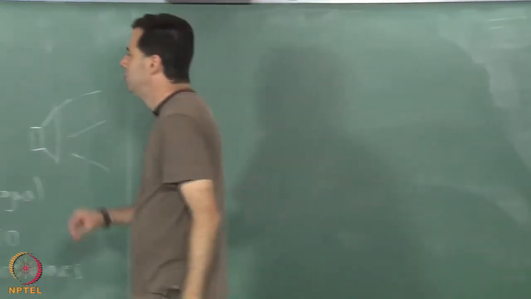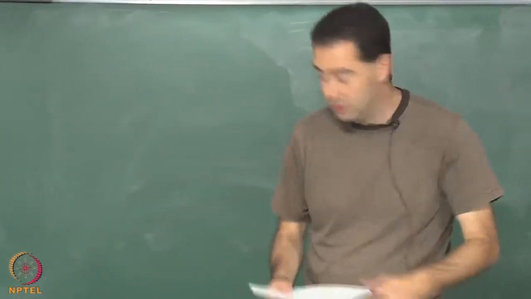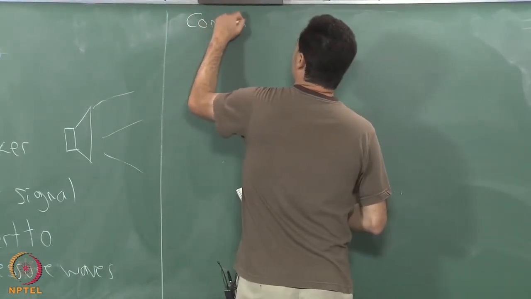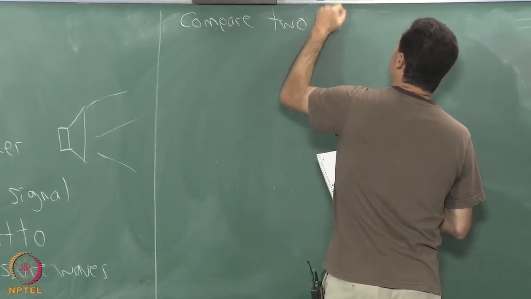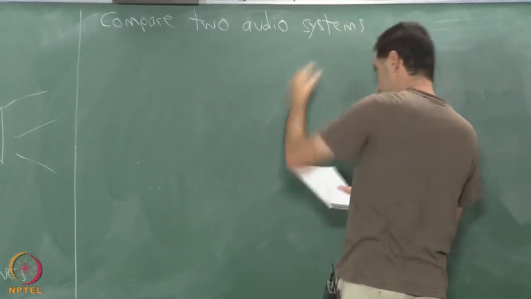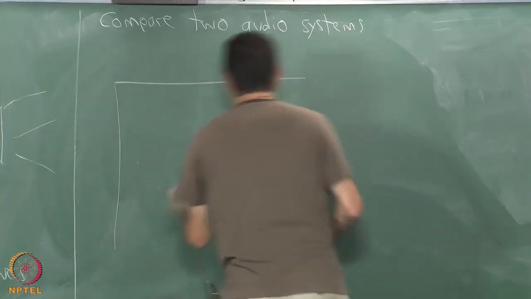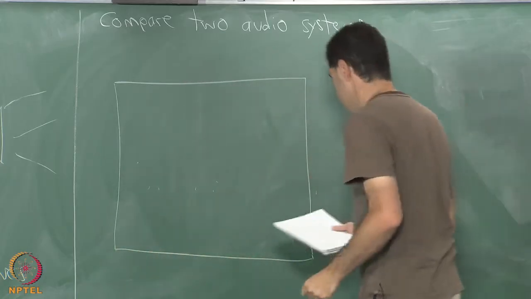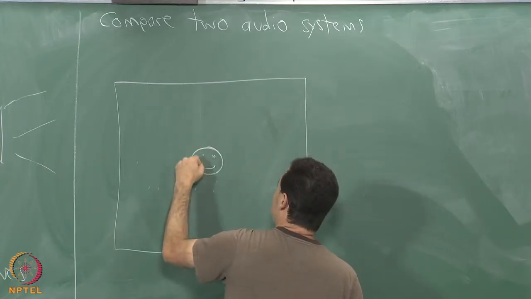I want to think about two different kinds of systems here for audio, and then we'll talk about the visual part. So, compare two audio systems that you should be familiar with. In one of them, suppose you're sitting in a movie theater. I will draw some wonderful art here.